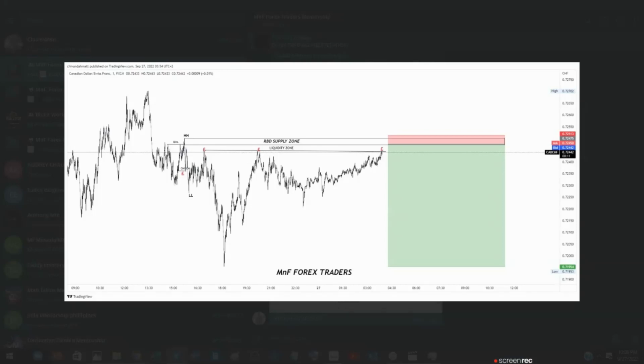So today we had a very nice setup on the CAD Swiss. A really beautiful setup on the lower time frame. A really good one. Okay.